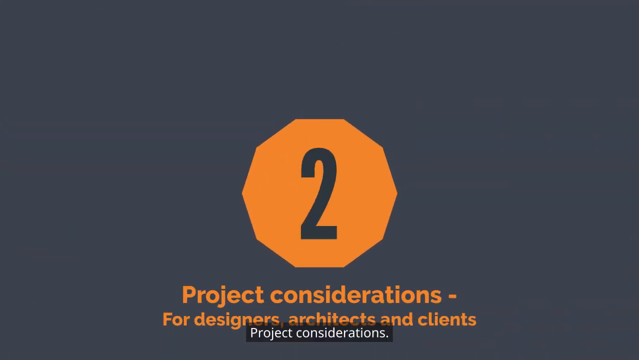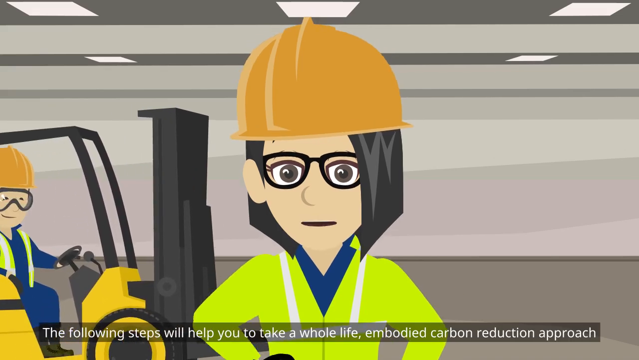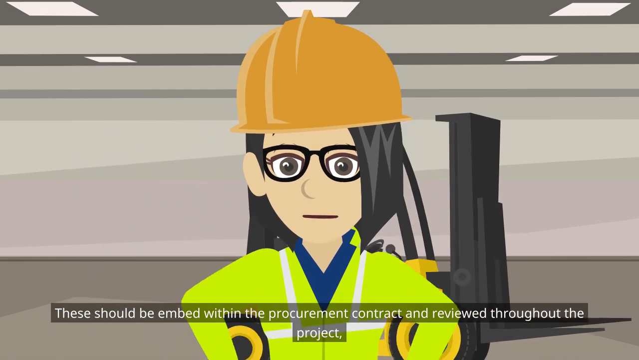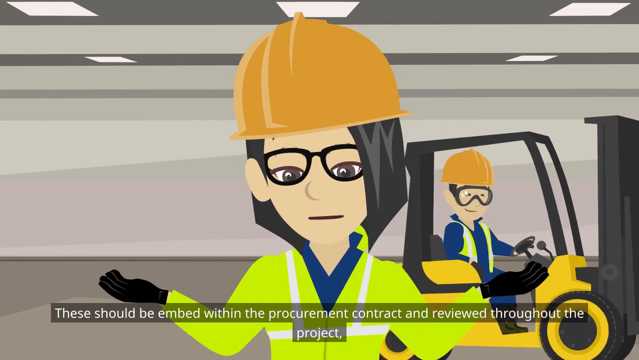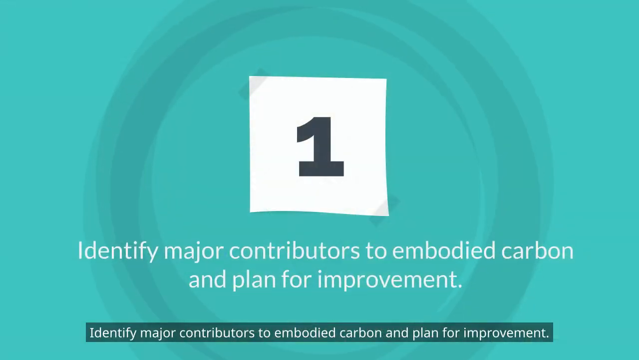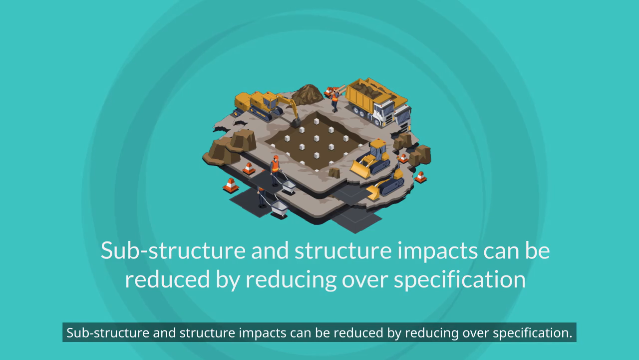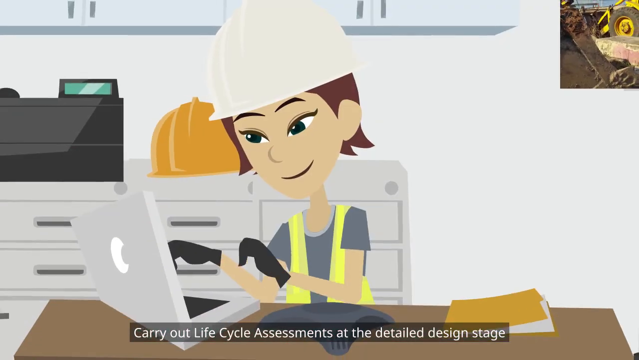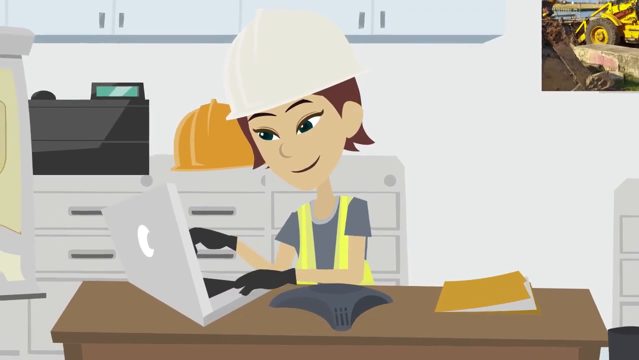Project considerations. Information for designers, architects and clients. The following steps will help you to take a whole life, embodied carbon reduction approach. These should be embedded within the procurement contract and reviewed throughout the project. Identify major contributors to embodied carbon and plan for improvement. Substructure and structure impacts can be reduced by reducing overspecification. Carry out life cycle assessments at the detailed design stage and have this independently verified.